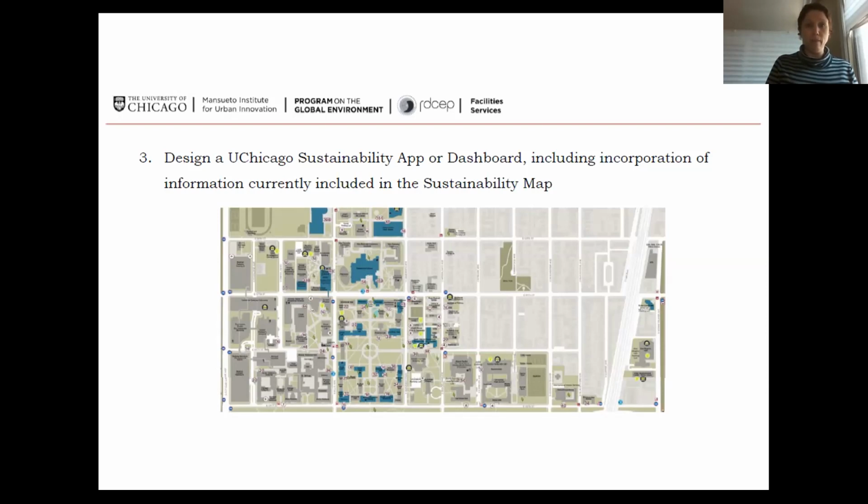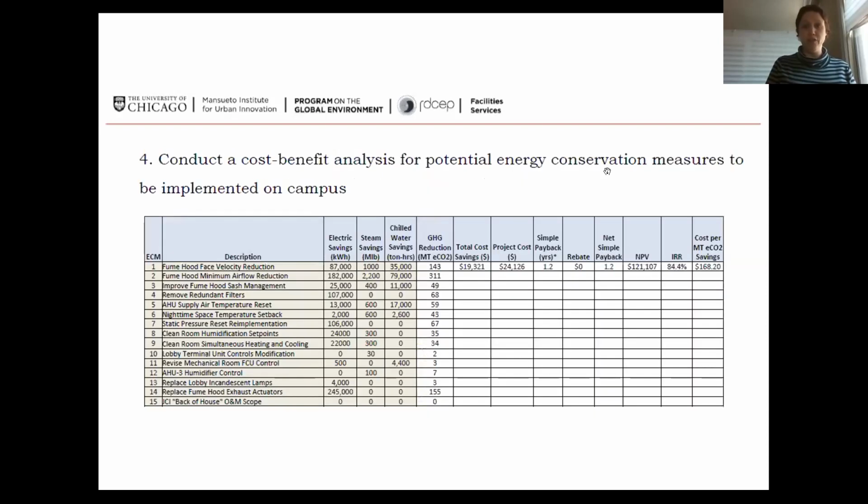And like I said, just something that we can start with the information that we have and then build on to increase communication and transparency for sustainability at our institution. And if there are no questions on that, we can turn it over to Brian for the next project.